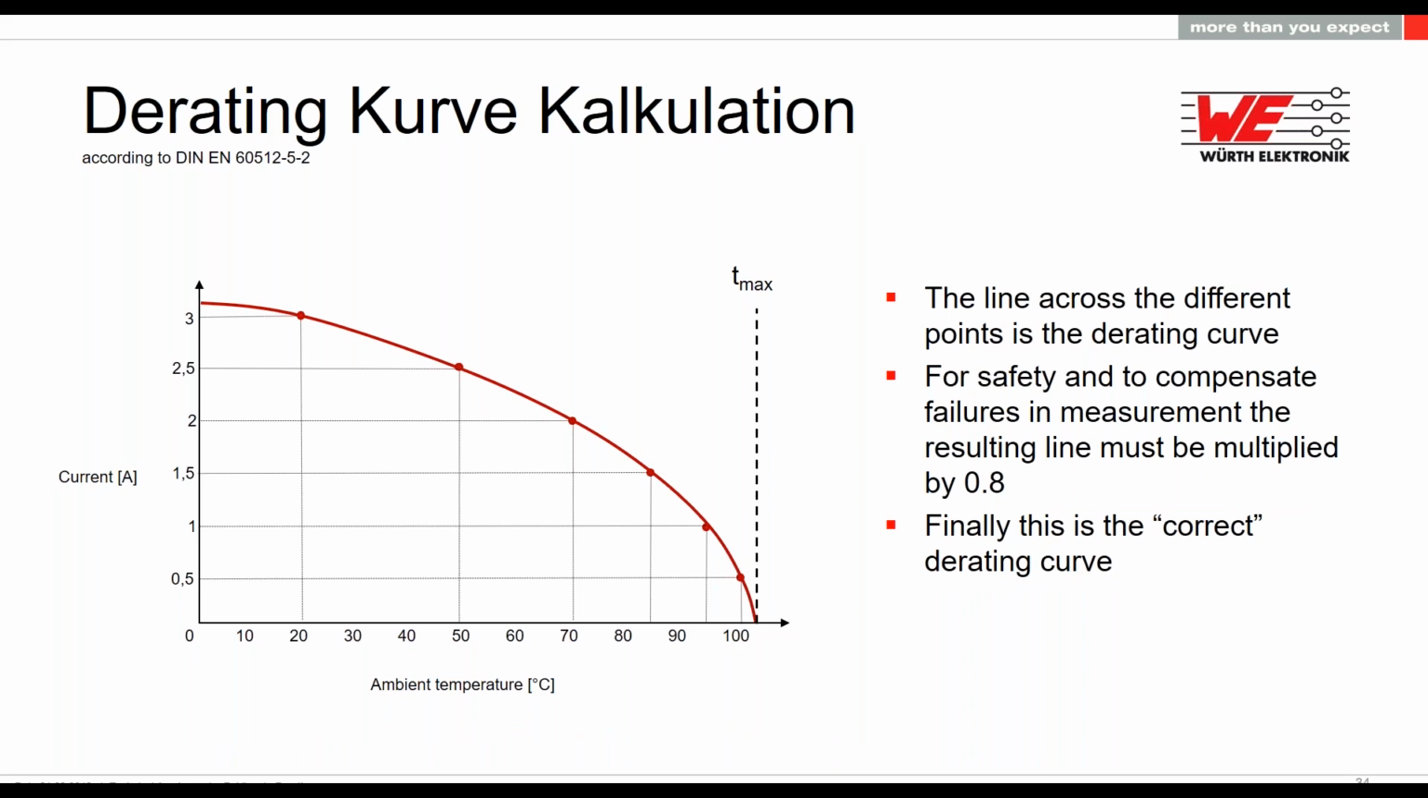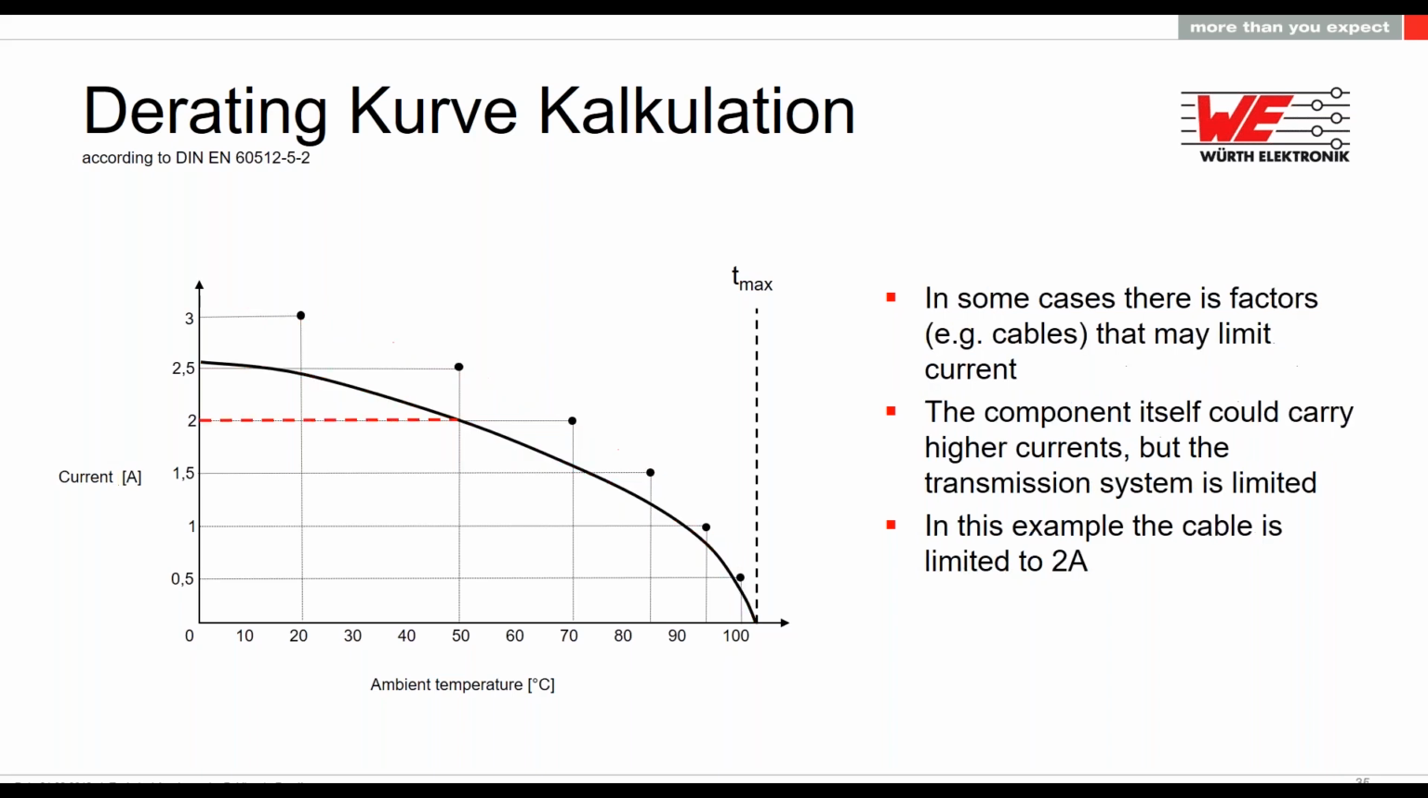Now we are at the point where we have to compensate for failures in measurement and tolerances. So we apply the factor of 0.8 that I talked about before, and with that, we have the final derating curve. Now there's one more thing that can happen when you see a derating curve, and that is that you have a system exactly like you saw before with this red mini module connector on the ribbon flat cable.